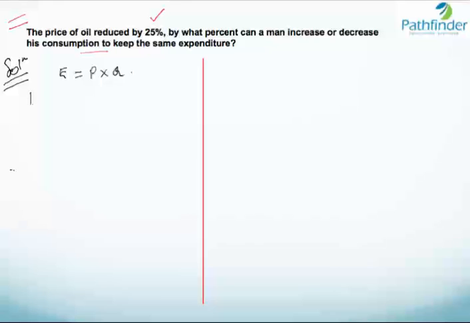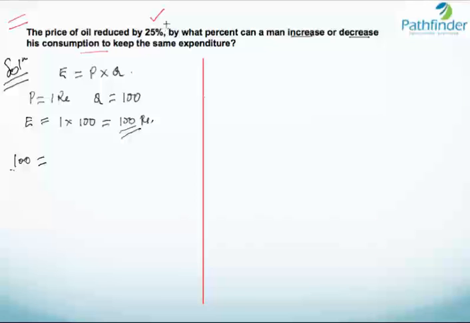So in this case, we have assumed the price to be 1 rupee and we have assumed the consumption to be 100 units. Why did we assume the consumption to be 100? Because we have been asked to find the increase or decrease in consumption. So let us calculate the initial expenditure. Initial expenditure is equal to price multiplied by quantity, that is 100 rupees. Now expenditure cannot change, it remains 100. So we write expenditure as 100 rupees.